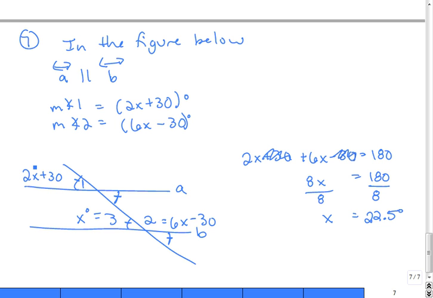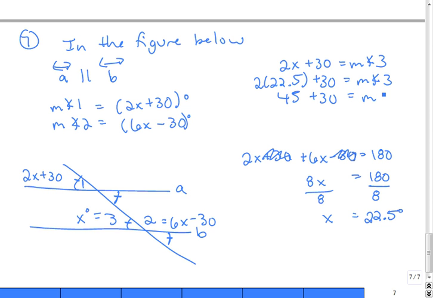I know that the measure of angle 3 is the same as the measure of angle 1. So the measure of angle 3 is 2x plus 30, which is 2 times 22.5 plus 30. Okay, so 22.5 times 2 is 45, plus 30. So the measure of angle 3 is 75 degrees.